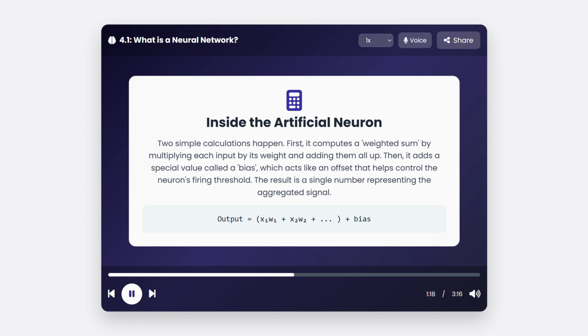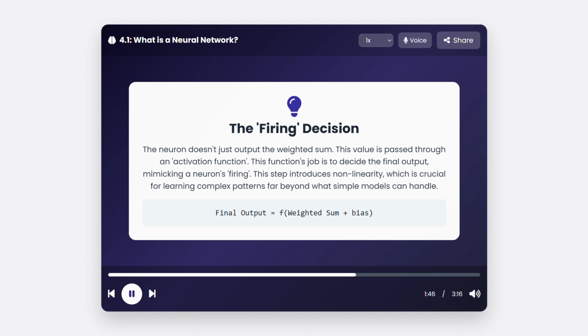So what happens inside this artificial neuron? It's actually just two very simple mathematical operations. First, it computes a weighted sum by taking every input, multiplying it by its corresponding weight, and then adding all of those results together. After that, it adds one more special value called a bias. You can think of the bias as a tunable offset that makes it either easier or harder for the neuron to fire. The final result of these two steps is a single number that represents the total aggregated strength of the incoming signals. Now, does the neuron fire?